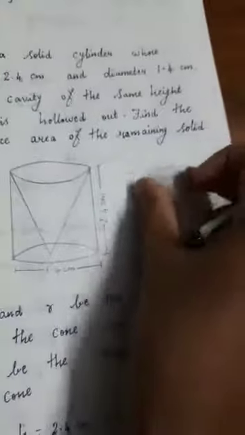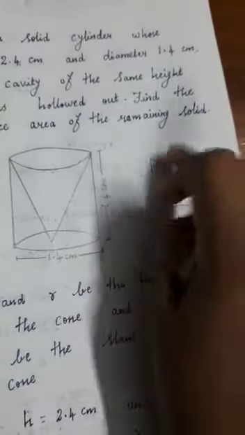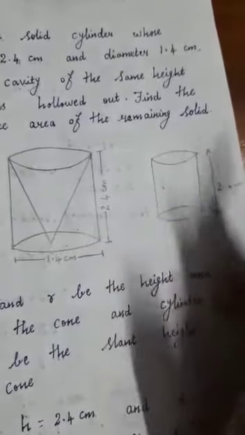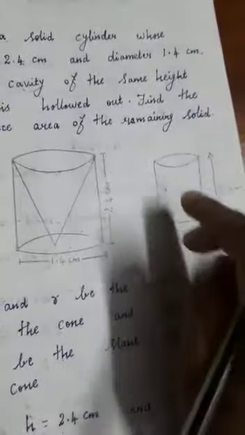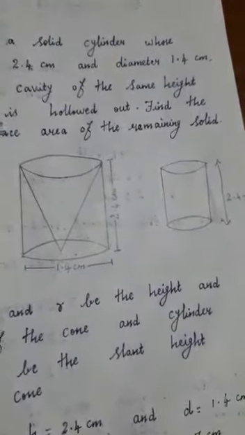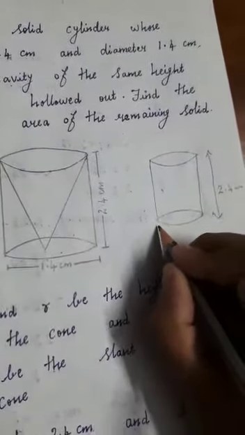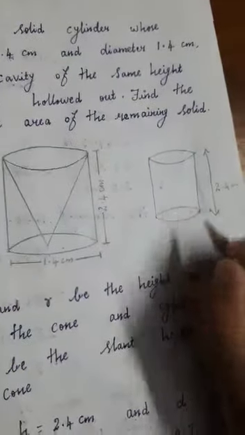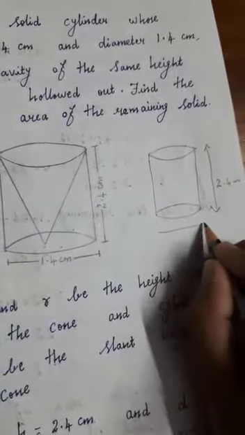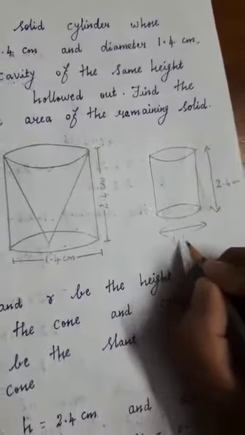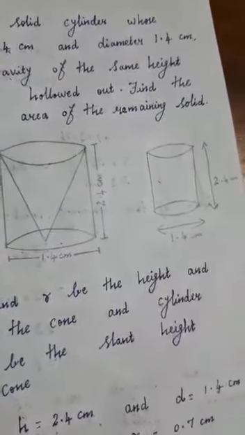The next one, the diameter they have given. So the solid shape, you know that the top and bottom you have the circle part only. So here the circle part, they have given the diameter of the cylinder. The diameter means, you know that from this to this part it will come. So here to here, they have given 1.4 centimeter.